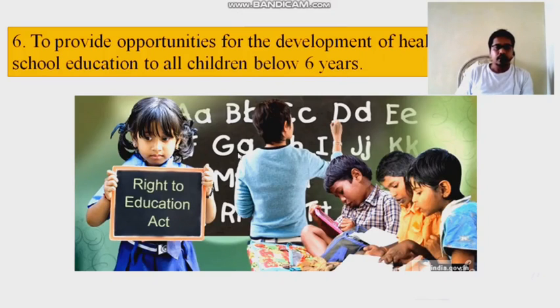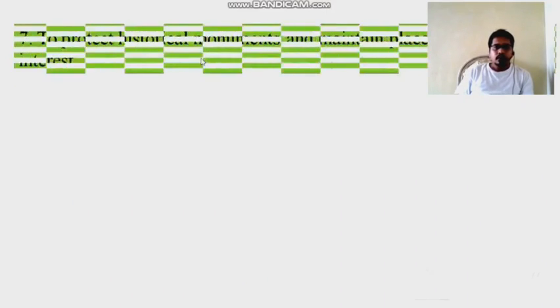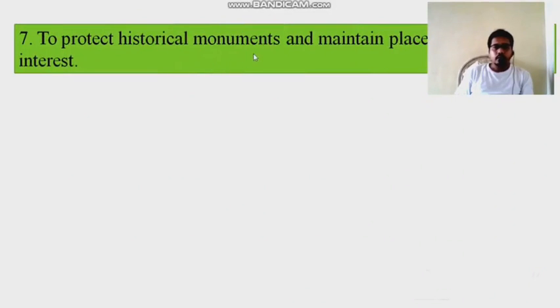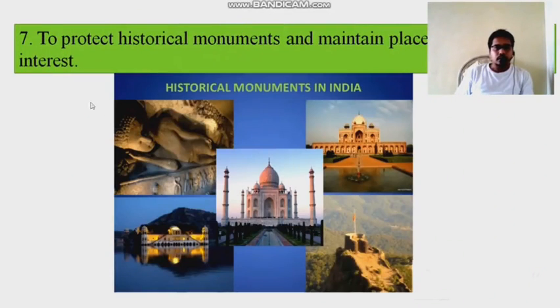Next, to provide opportunities for the development of health and preschool education to all children below 6 years. That's why they are establishing government schools where they are providing free education, and under RTE, the Right to Education Act, a few private schools are also providing free education to some children. So that is the sixth direction given by the Constitution to the states.